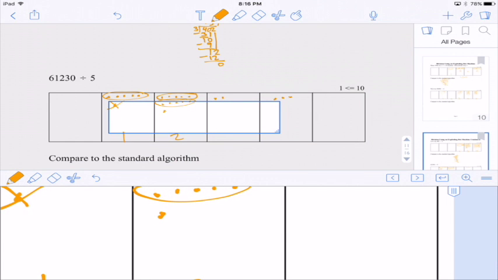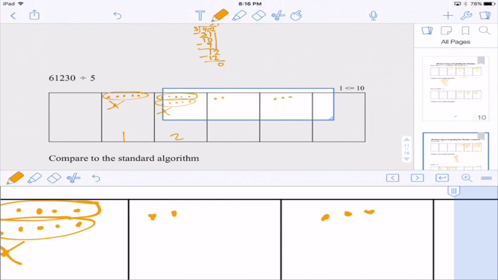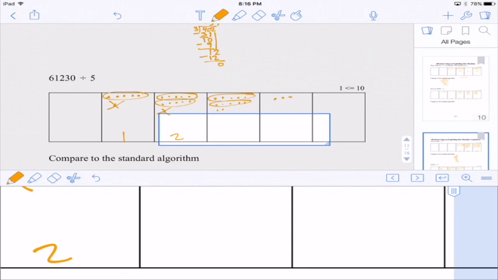There's our two groups of 5. We have one remaining, so we can unexplode that one. 1, 2, 3, 4, 5, 6, 7, 8, 9, 10. One group of 5. Two groups of 5. We have two groups of 5 here.